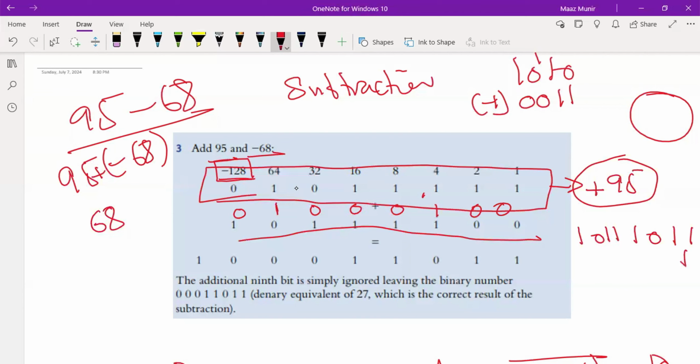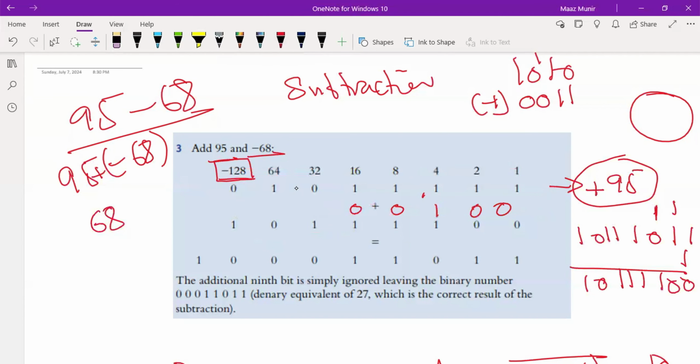And then when we add 1 into it, 1 plus 1 would be 0, carry 1 up here, 1 plus 1 would be 0, again carry, 1 plus 0 is going to be 1, giving 1 0 1 1 1 1 0 0. Is this similar to this? Let's compare it. Yes, 1 0 1 1 1 1 0 0. This is 100% the same, right?